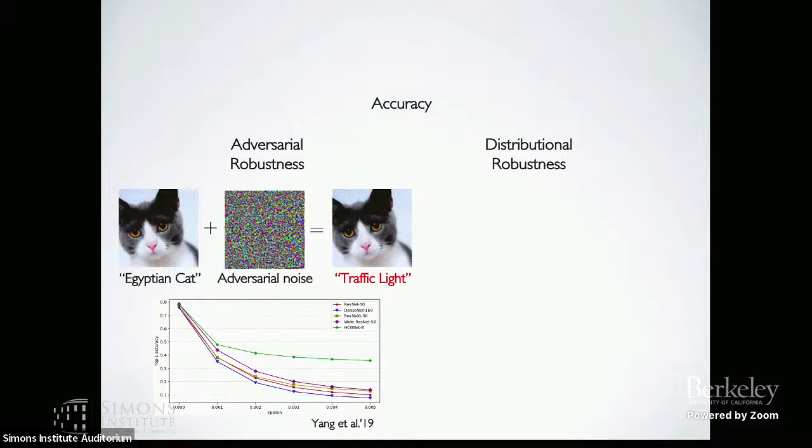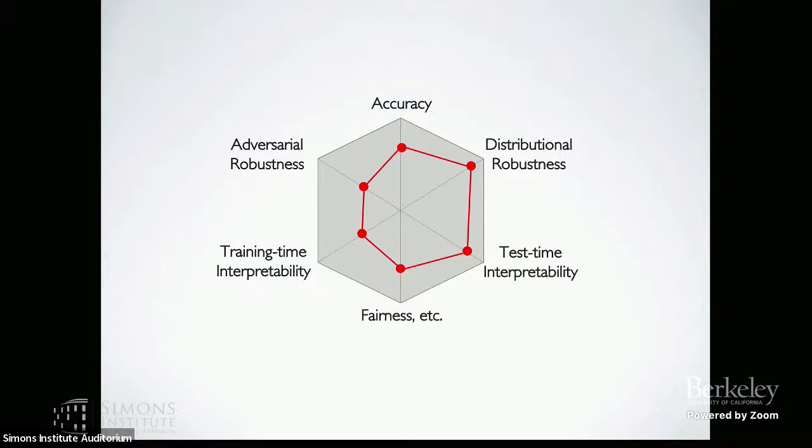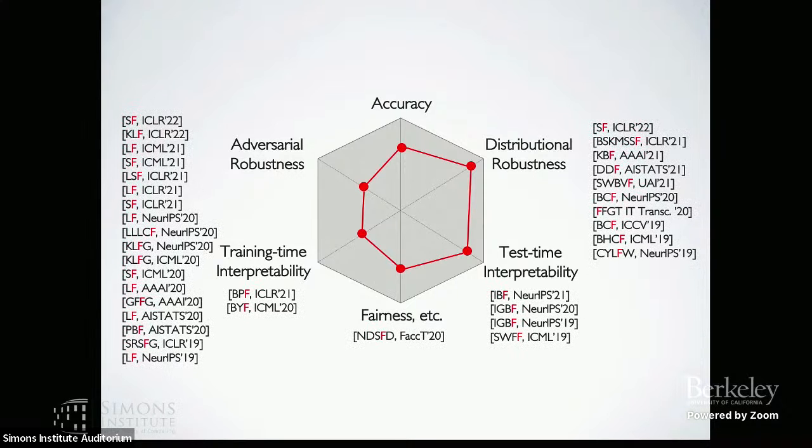Obviously, we need to consider other aspects like test time interpretability, training time interpretability, fairness, and basically using such an evaluation simplex, we can evaluate models using a radar chart to have a more complete picture of their performance that we'll see in practice. Over the last years, we have studied different aspects of reliability. In the first part of the talk, I'm going to mainly focus on adversarial robustness, which is the theme of this workshop. And I'm going to present some of our recent results in this domain.